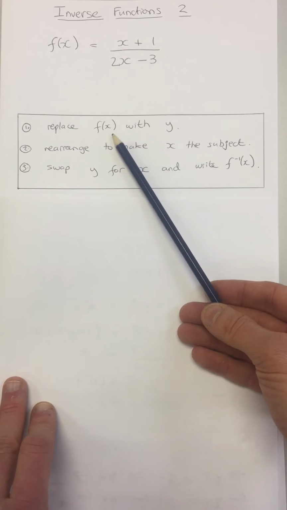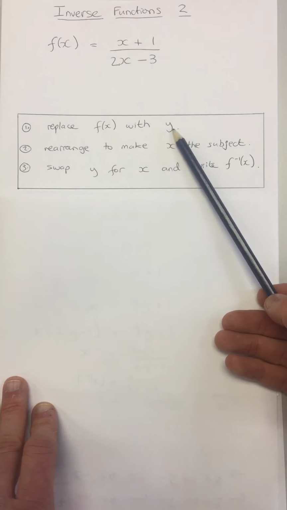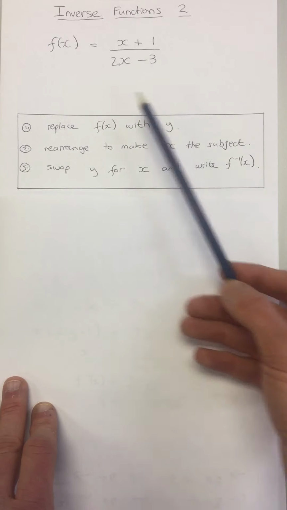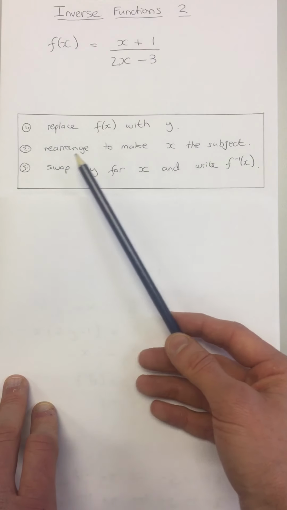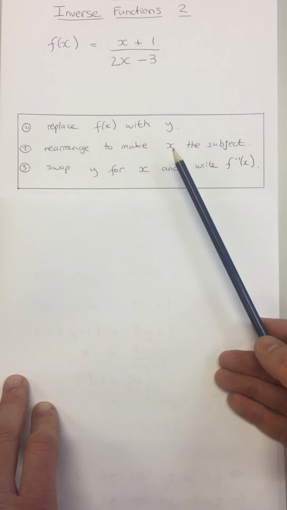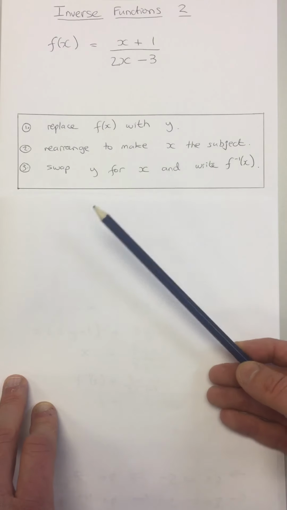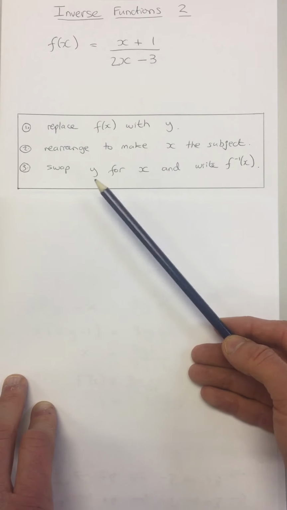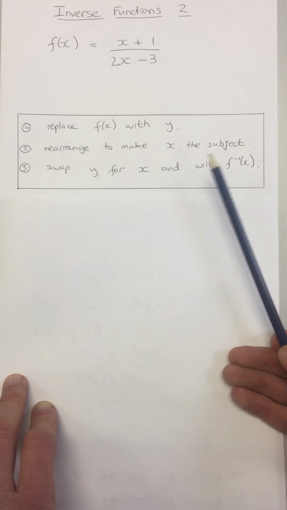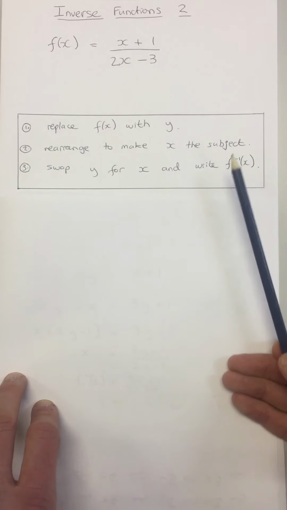You're going to, first of all, replace the f of x with a y, just to make it a bit easier, because we're going to do quite a lot of algebra. So we're just going to write a y instead of the f of x. We are then going to rearrange to make x the subject. So we want to rearrange the equation so we get x equals something or other. And then right at the end, we are going to swap back. Instead of writing the y, we're going to write an x, and we will write f inverse of x, because that's what we're trying to find here.